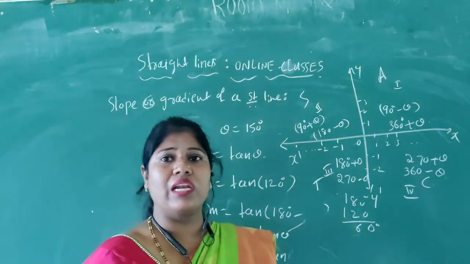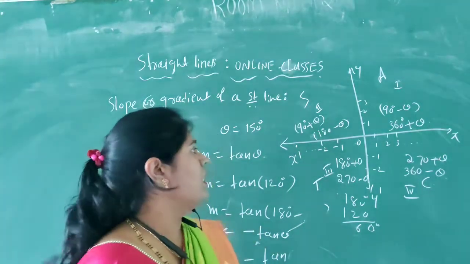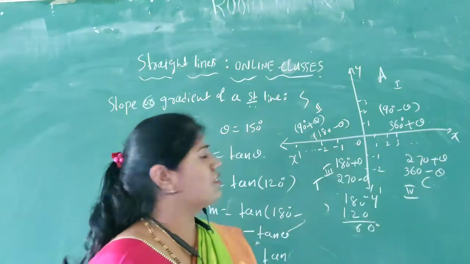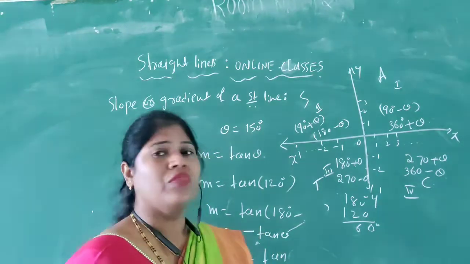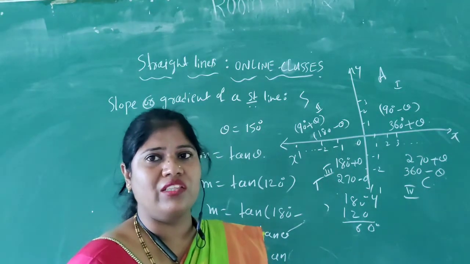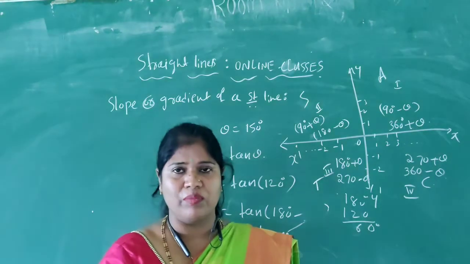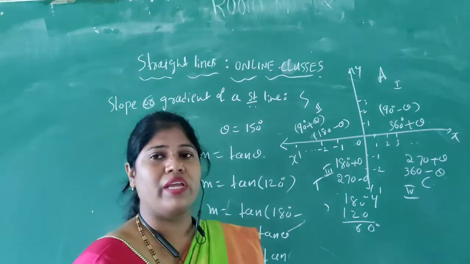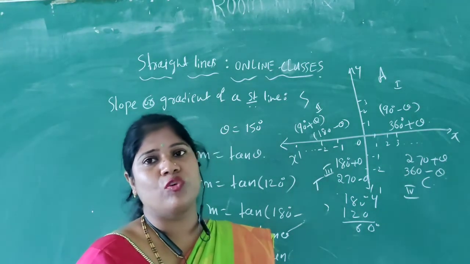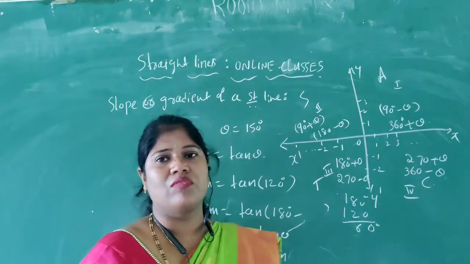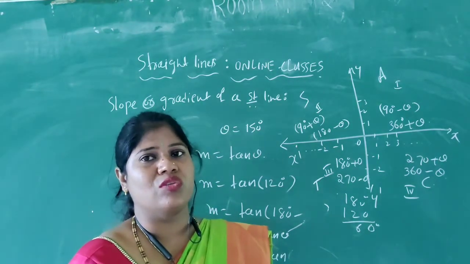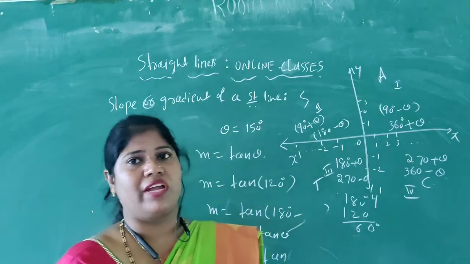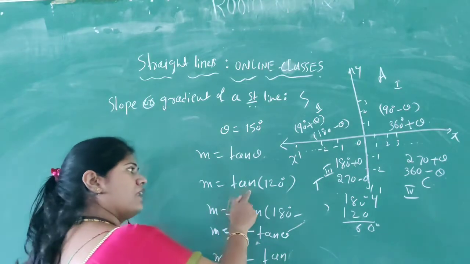There are three methods of finding slope. The first one is m is equal to tan theta, if theta is given. The second one is the two-point form, the equation of the line joining the 2 points. If the two vertices are given, m is equal to y2 minus y1 divided by x2 minus x1. And the next one is y is equal to mx plus c, that is m is equal to minus a by b. So there are three methods of finding the slope. First, we learn this.